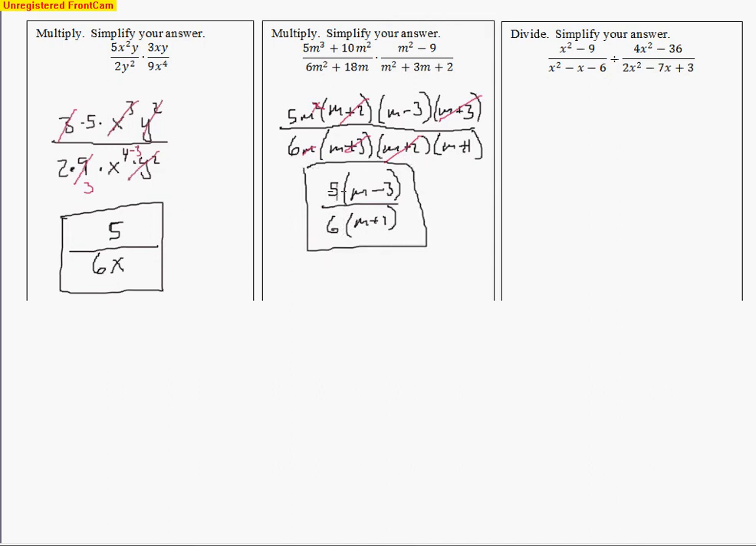Now sometimes you might see this multiplied out, so it could end up being 5m minus 15 all over 6m plus 6. So either way would be okay. I would take either answer.